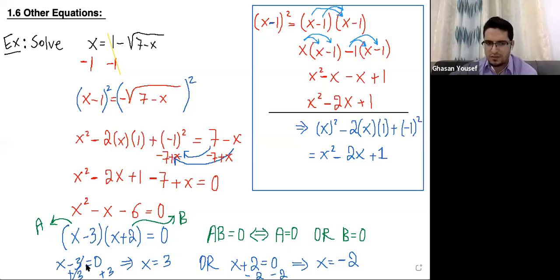Then I solve the linear equation. This is a linear equation, a basic equation from section P8. P8 is linear equations, the first section for solving equations. Adding 3 to both sides, I will get x equals 3.